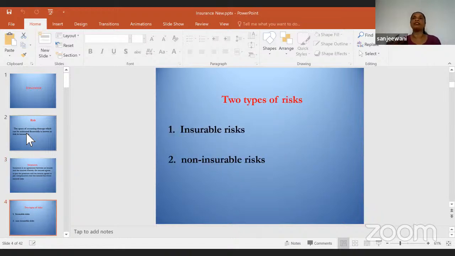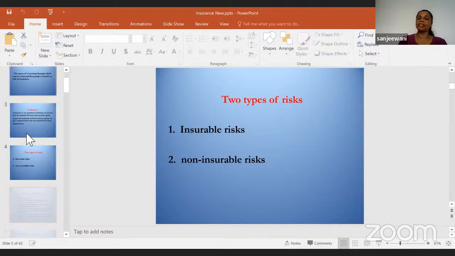Then we'll see there are two types of risks. Now I told you the definition of risk. I told you there are certain risks that you can estimate financially, but there are certain risks that you cannot estimate. So there are two types of risks: insurable risks and non-insurable risks.